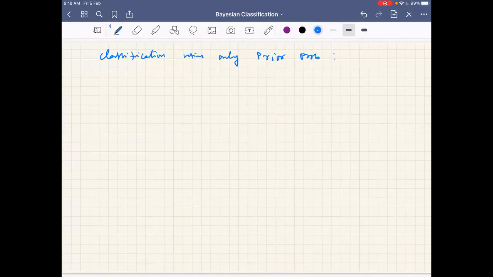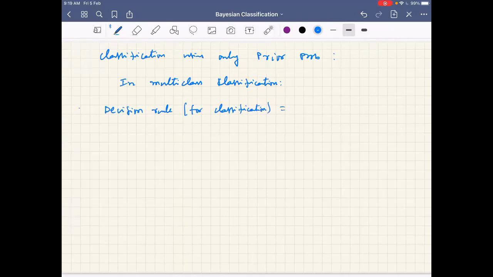So in general, in multi-class classification, can you please tell me the decision rule for classification? How should I write the decision rule? This first thing, please tell. I am giving time to get your answers. And then the probability of error.